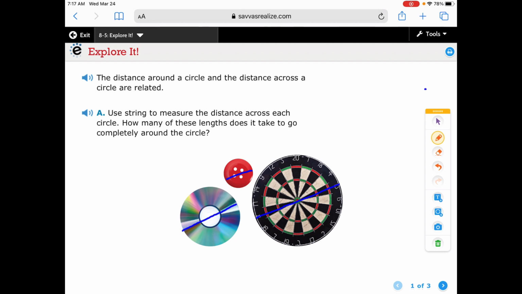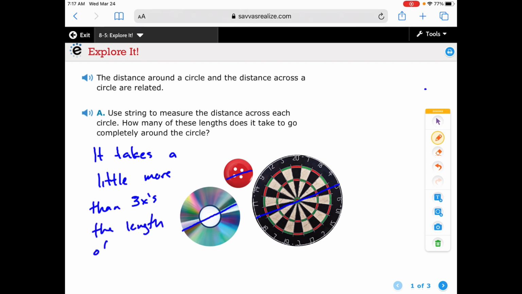Now, I'm not going to actually use the string, but we're going to state that it takes a little more than 3 times the length of the string to go around. Alright, so that's for part A.